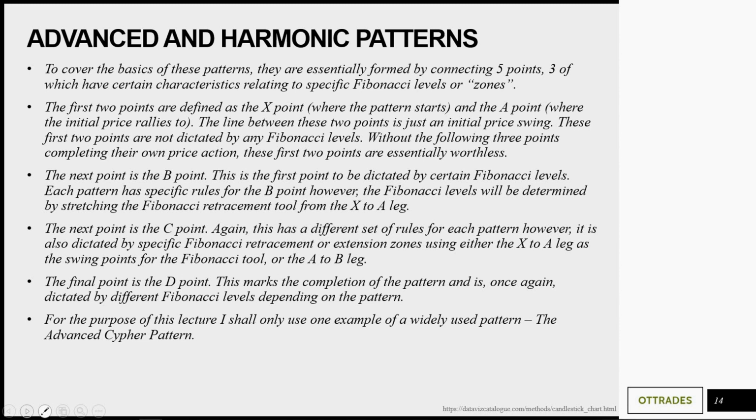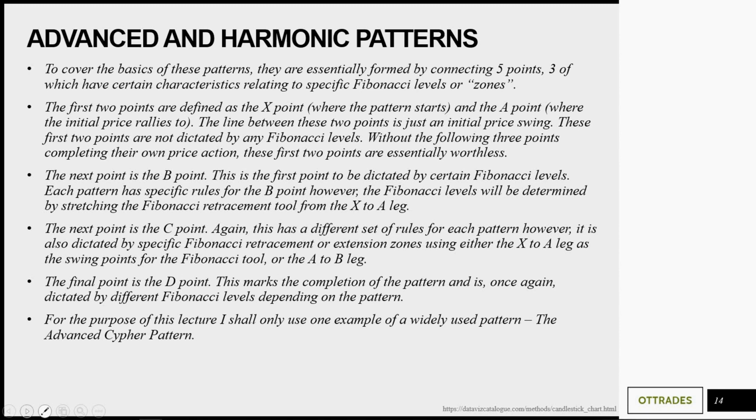So the line between these 2 points is just an initial price swing. Without the following 3 points completing, which we'll go on to next, these first 2 points are essentially worthless. If we don't get the following 3, there is no pattern. It's just this initial price swing and some noise. So we've got the initial price swing from the X point to the A point. The next point is a B point.